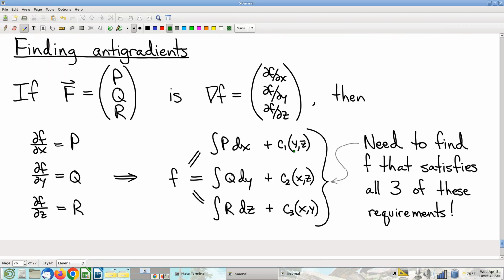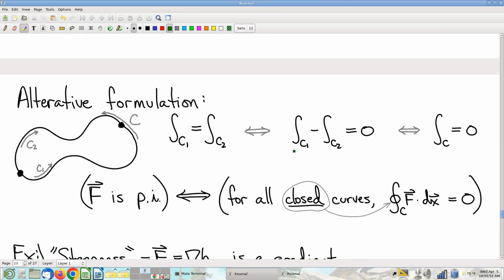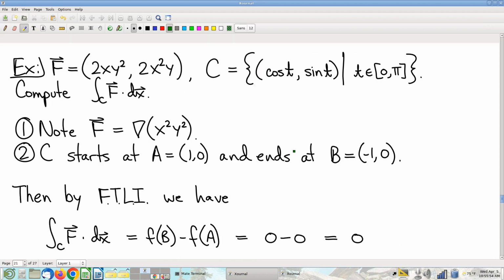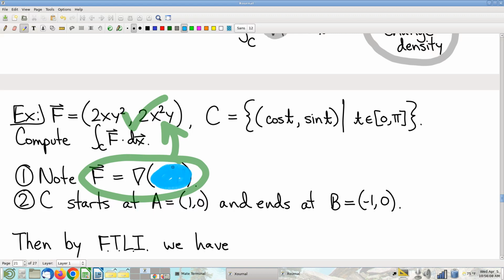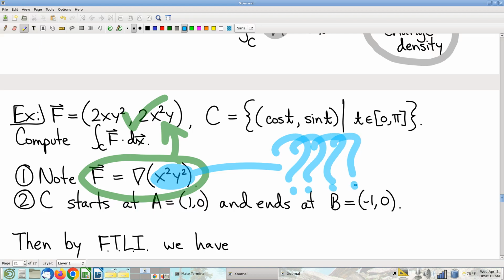Okay. So lastly, let's talk about how to find an anti-gradient. Now, I've been kicking this can down the road for a while now, right? Long ago, as in, well, let's see, not that long, but yesterday, I guess it was, I observed that the gradient of this function is the vector field we were given, but I gave no indication. How did I know to think about that function?